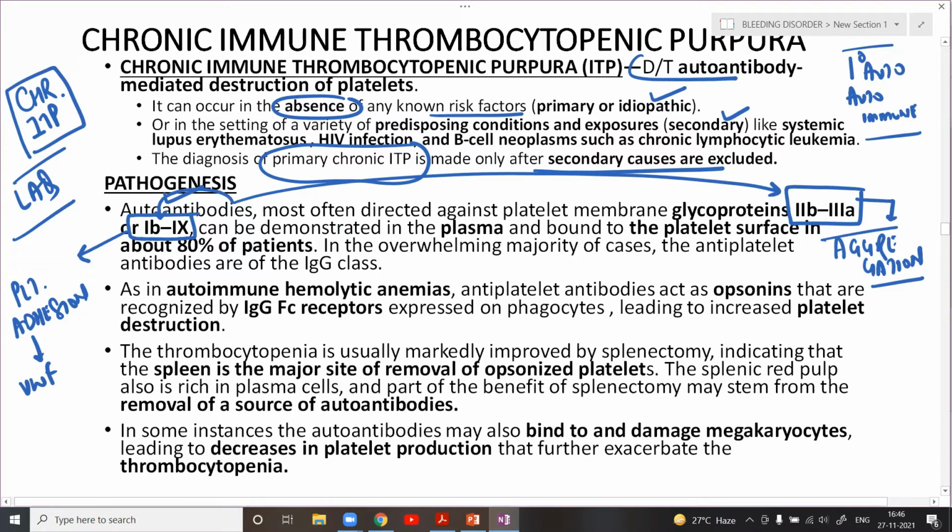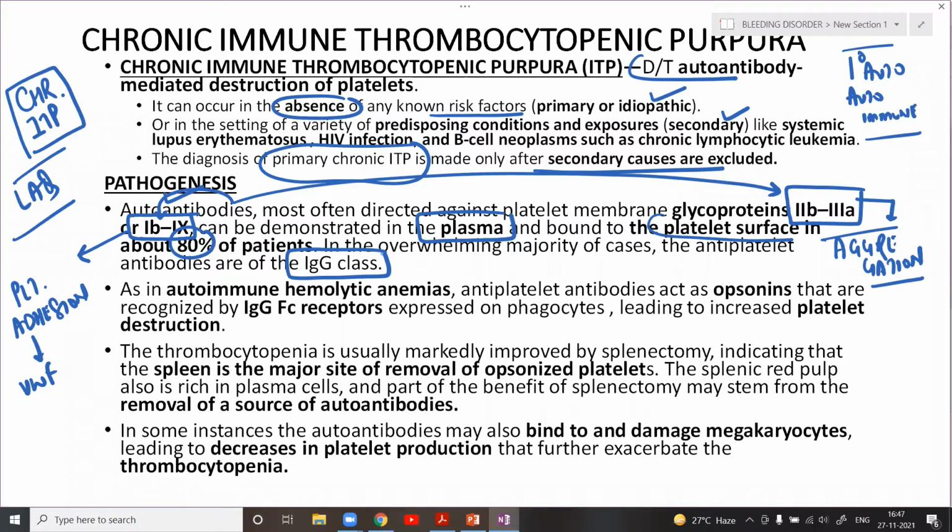Okay, and such autoantibodies can either be demonstrated in the plasma of such patients, or they can be found bound to the platelet surface in about 80% of the patients. Which is very important. And what is the class of the autoantibodies found in ITP? It is IgG class. All of these are MCQs.